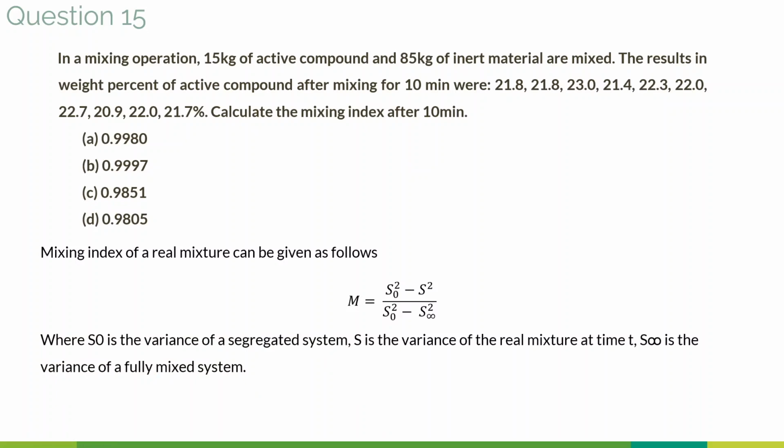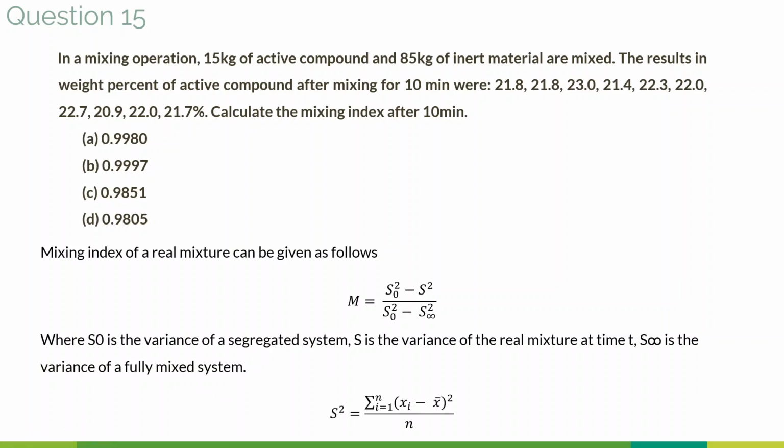So the mixing index of a real mixture can be given as M is equal to (S0² minus S²) divided by (S0² minus S∞²), where S0² is the variance of a segregated system, that is at time t equal to 0. S² is the variance of the real mixture at time t. S∞² is the variance of a fully mixed system, that is at time t equal to infinity.